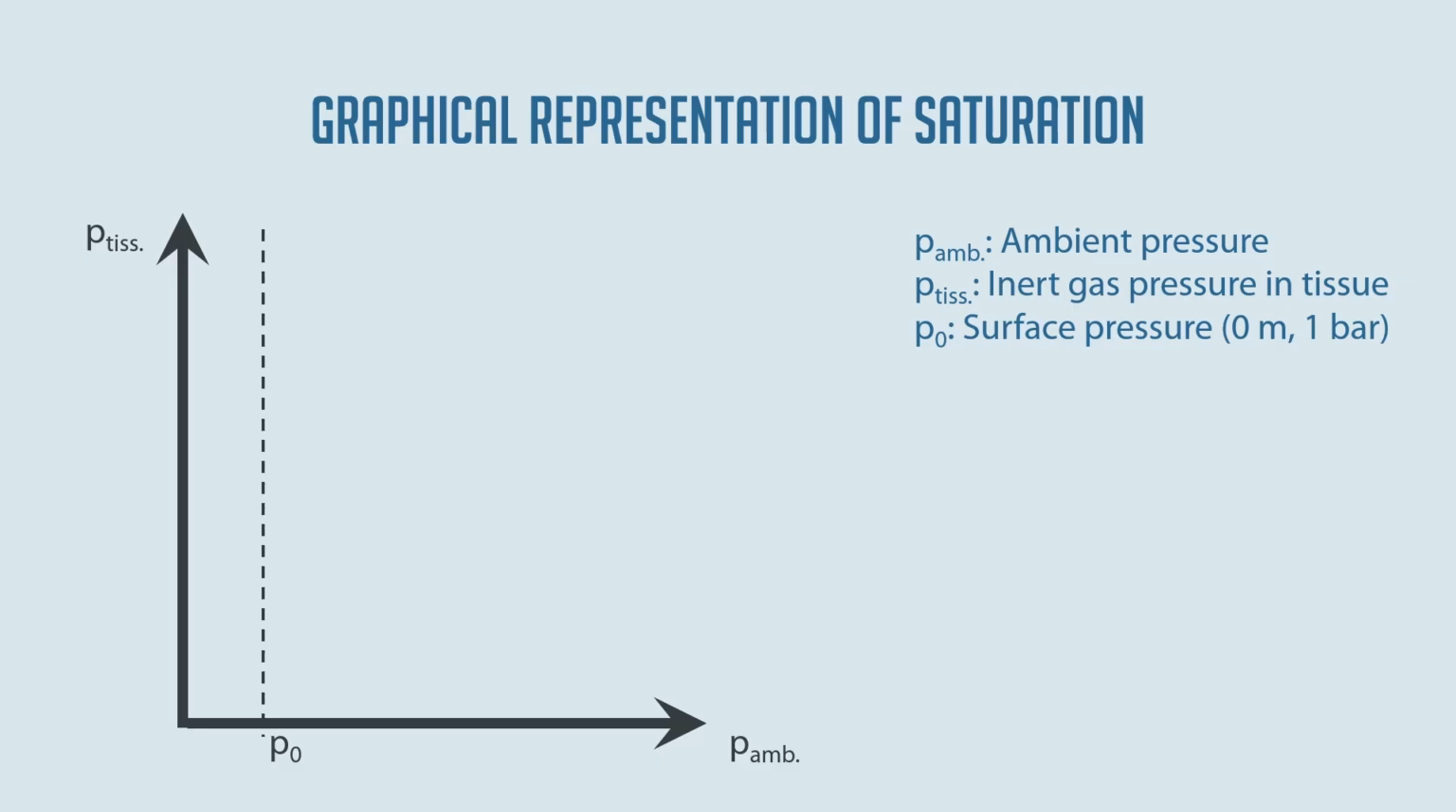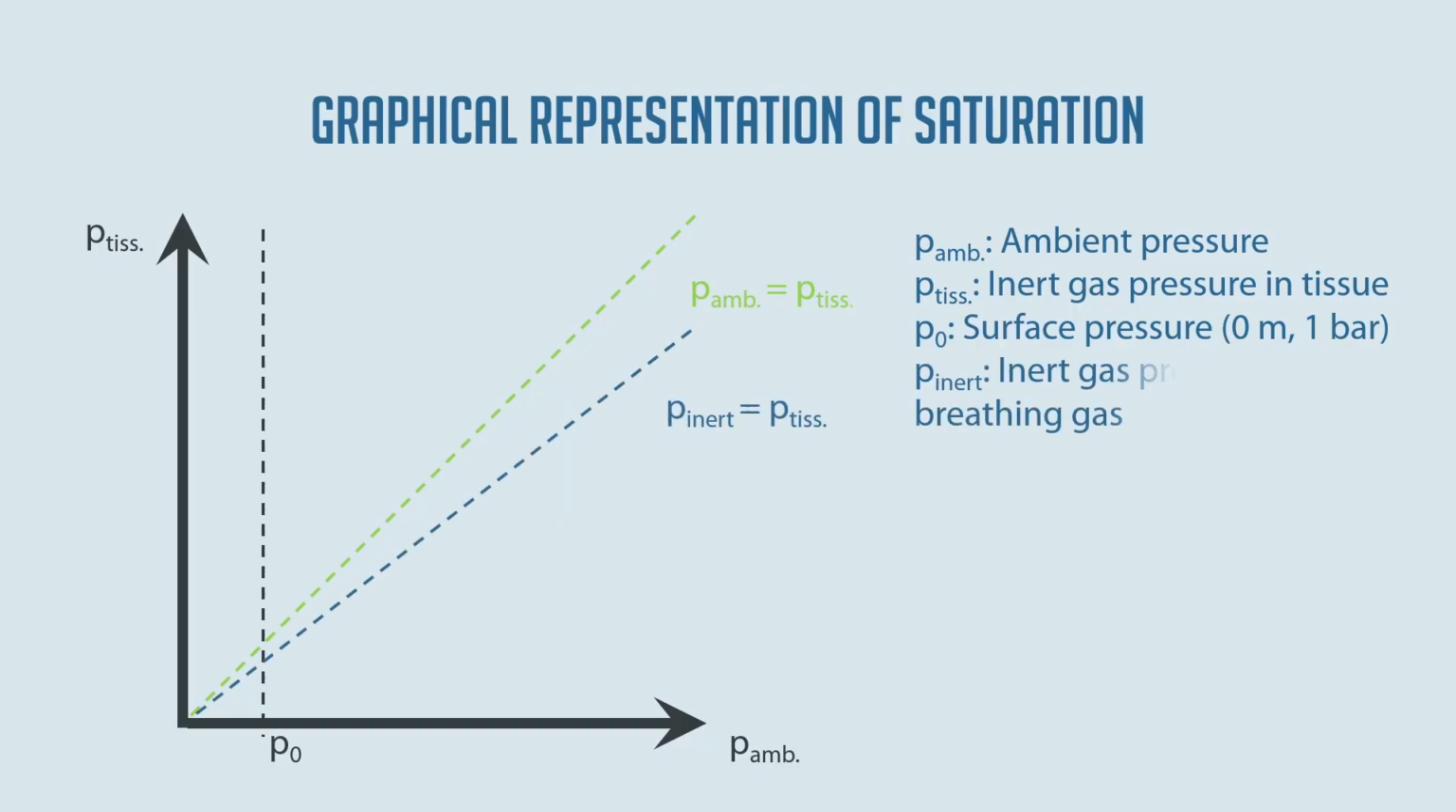Now we'll draw a few more lines. In green, we have a line that we would follow if the ambient pressure were equal to the inert gas pressure in the tissue. Since the inert gas fraction in our breathing gas is always only a fraction and never 100%, there is also a second line in blue. This line is where the inert gas pressure in the breathing gas equals the inert gas pressure in the tissue, and it rises somewhat less steeply than the green line.